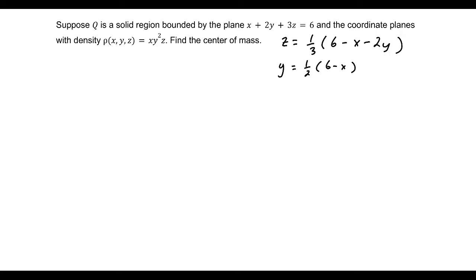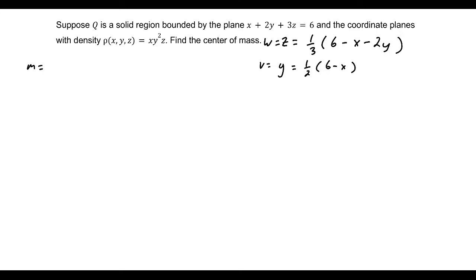Now, just to describe these functions, I want to redefine them so I don't have to rewrite them over and over again. I'm going to say w is the function 1/3 times (6 minus x minus 2y), and I'll use v for my 1/2 times (6 minus x). So when I set up my integration, I'm going to use these variables to represent those quantities.